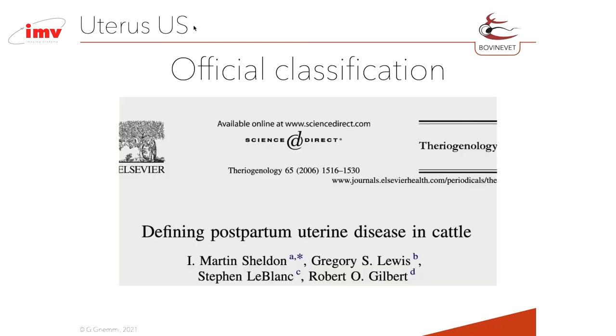Well, now we officially start our ultrasound evaluation of the pathology of the uterus. For the definition of uterine pathology, we are still using the terminology proposed in 2006 by Martin Sheldon, Gregory Lewis, Stefan LeBlanc, and Robert Gilbert. So we speak of metritis to define acute inflammation of the uterus during the first 21 days in milk. And after this time, we start to speak of endometritis to define chronic inflammation of the uterus.